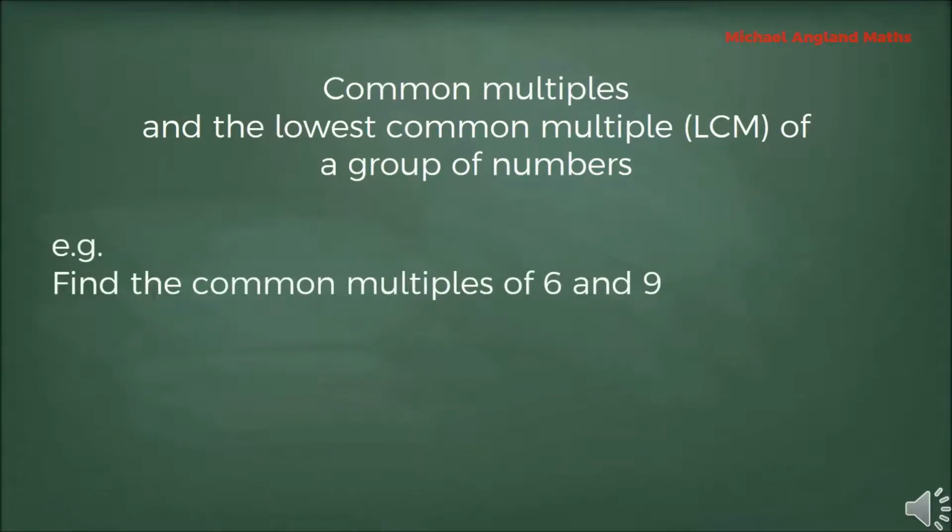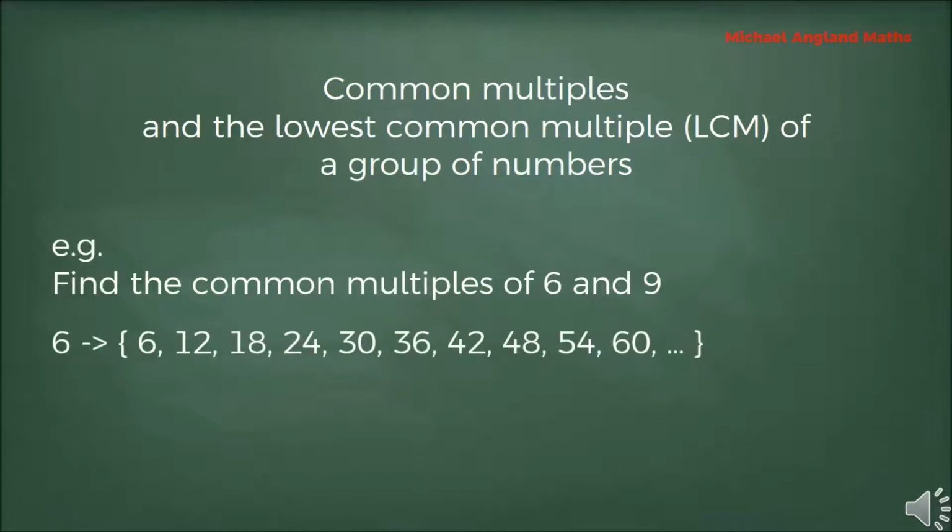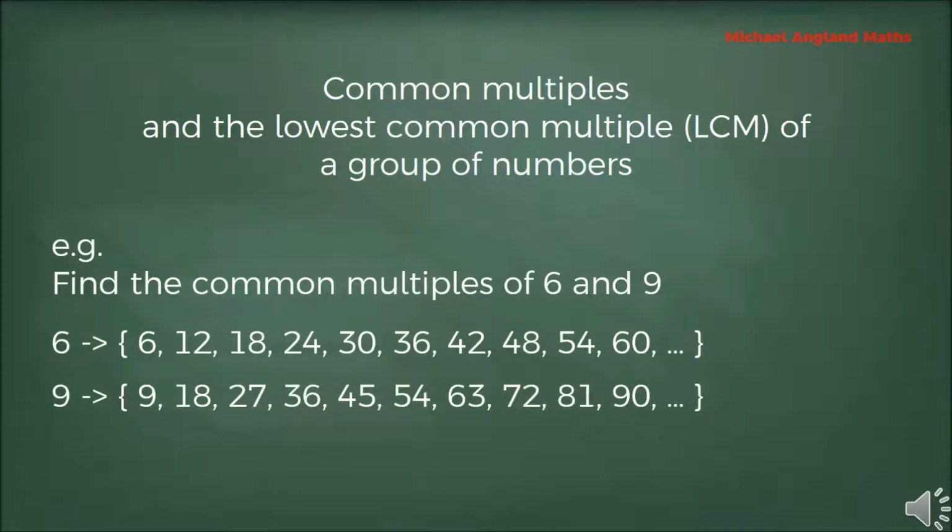Example, find the common multiples of 6 and 9. Well, the multiples of 6 are 6, 12, 18, etc. The multiples of 9 are 9, 18, 27, etc. Now, the first common multiple is 18. The next common multiple that appears in both sets is 36. Then the next after that, as we can see, is 54. So one thing to notice is that the common multiples are actually multiples of 18, which is the lowest common multiple of 6 and 9.